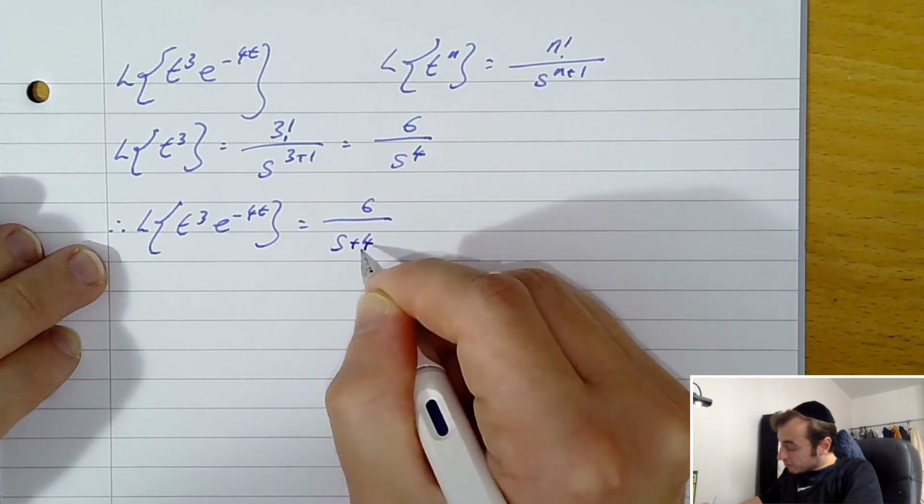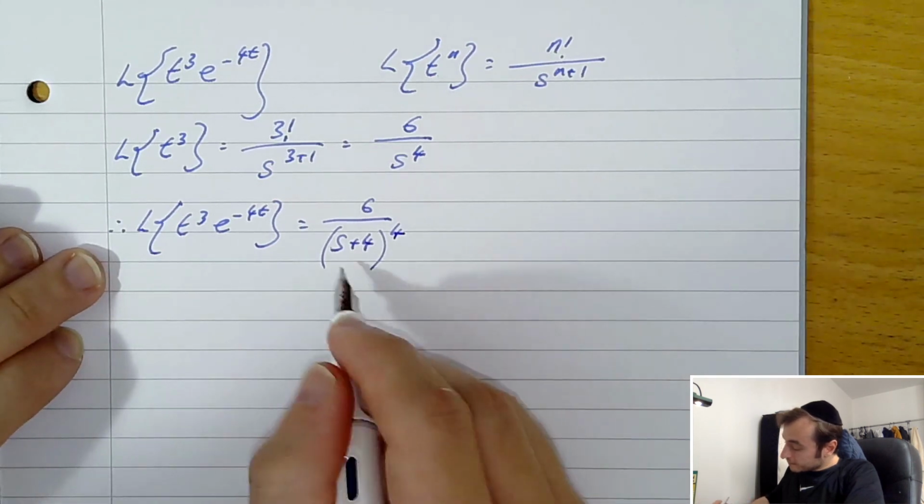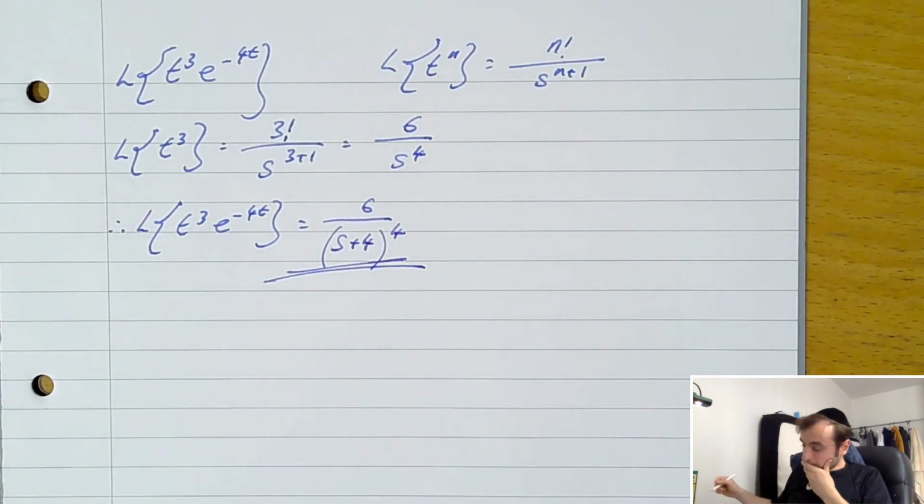Therefore, the Laplace transform of t to the 3 e to the minus 4t should be 6 on s plus 4 to the power of 4. Yeah, and it's as simple as that.